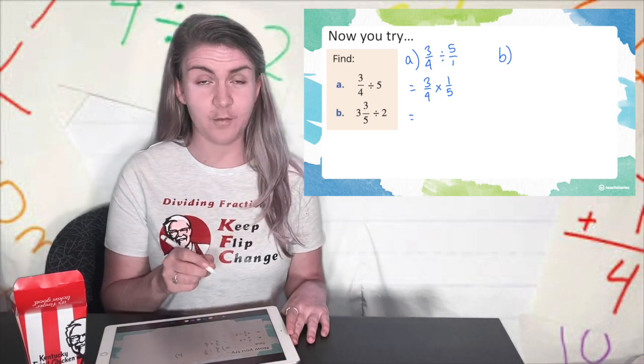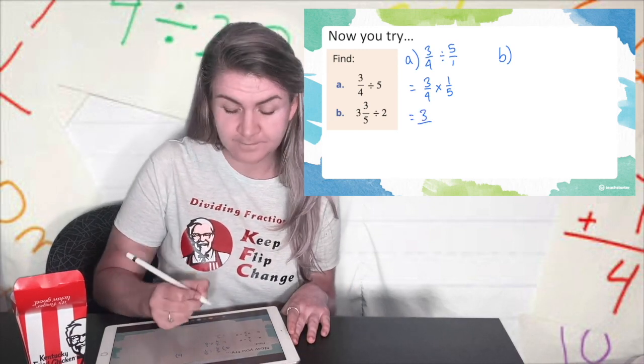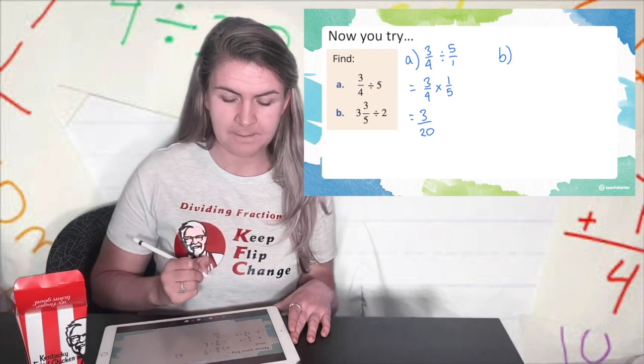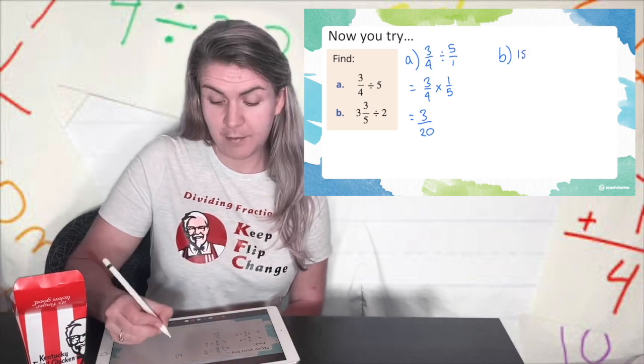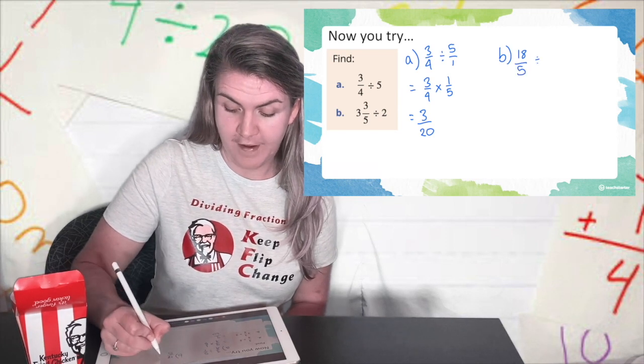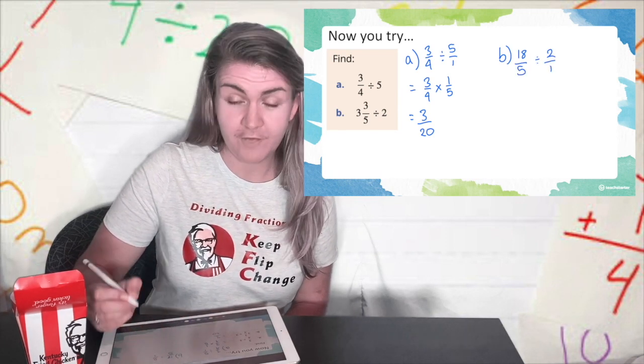Now I just multiply. What's 3 times 1? That's 3. 4 times 5? That's 20. Can I simplify? Nope. B, I need to convert to an improper fraction. That's 18 over 5. And I need to put the 2 over a 1.